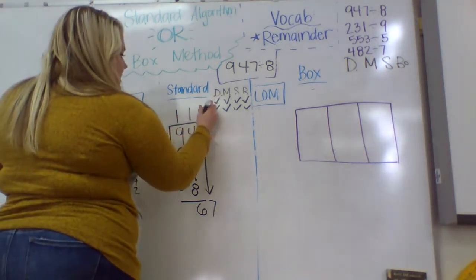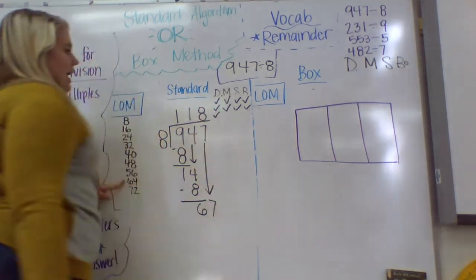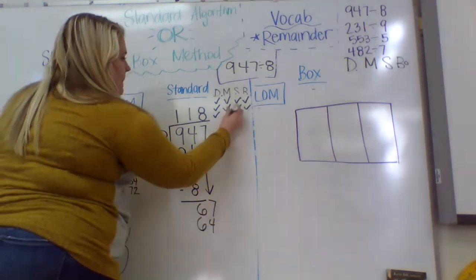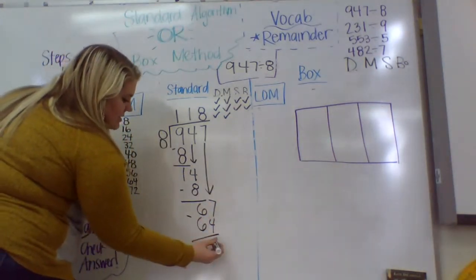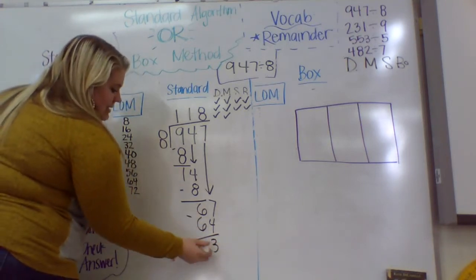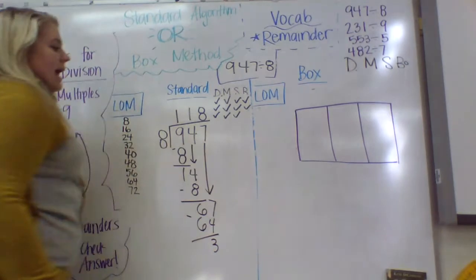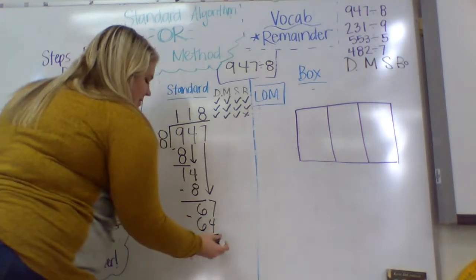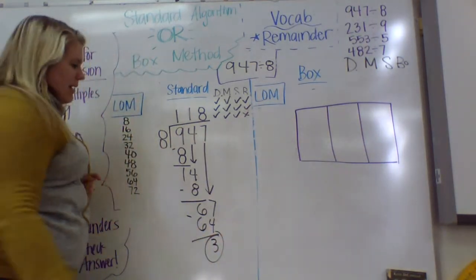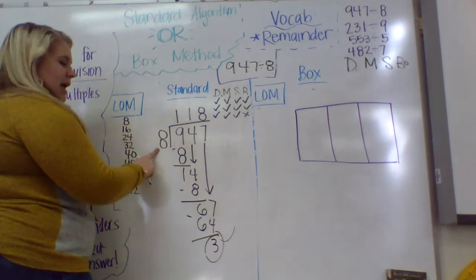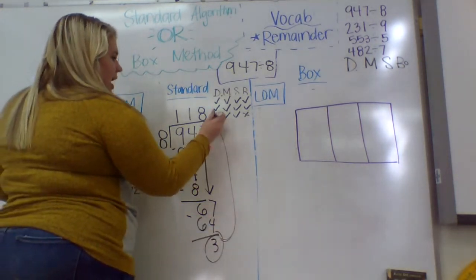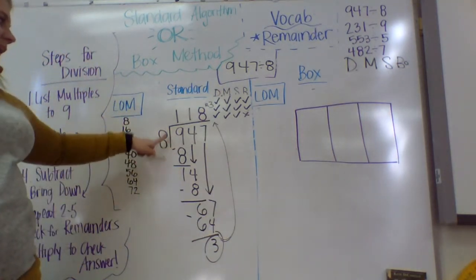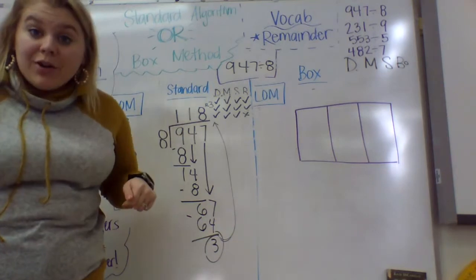That means 8 can go into 67 8 times. 8 times 8 is 64. When I subtract those, 7 minus 4 is 3. 6 minus 6 is 0, so I don't need to put that. Now, do I have anything left to bring down? I don't. So where I put my X tells me to look for my remainder. I only have 3, so I can't make another whole group of 8. Bring it up. Remainder 3. So for 947 divided by 8, I got 118 remainder 3.